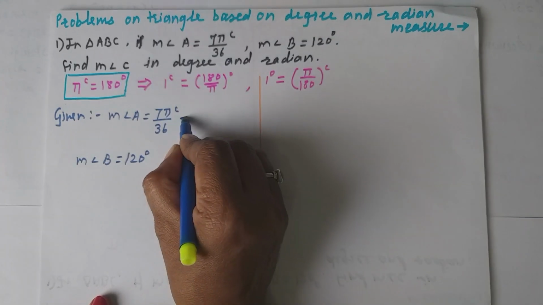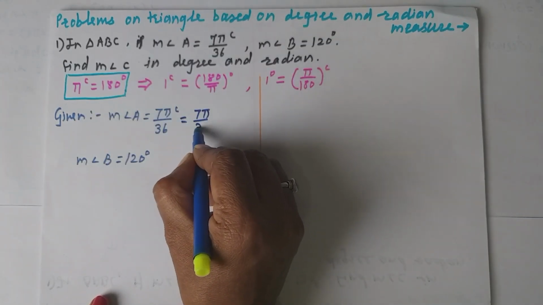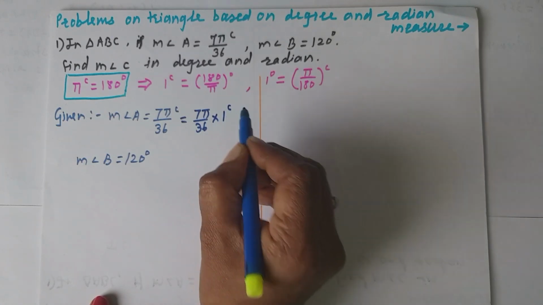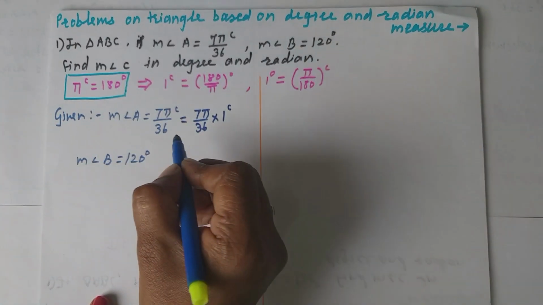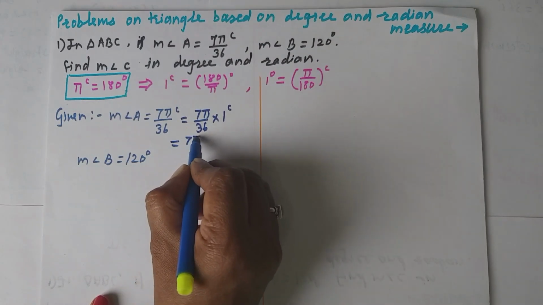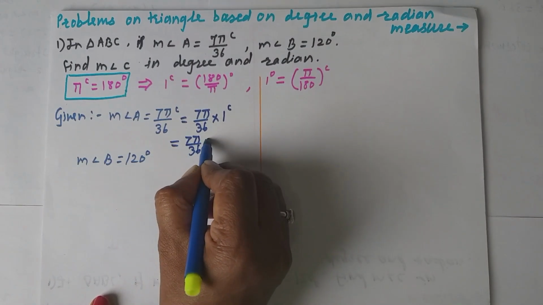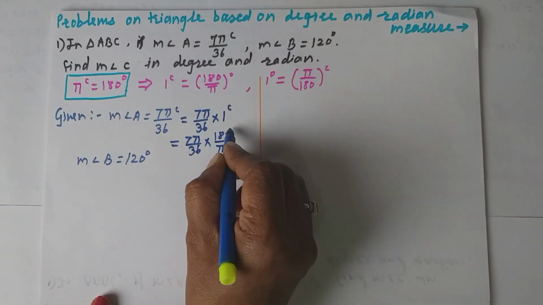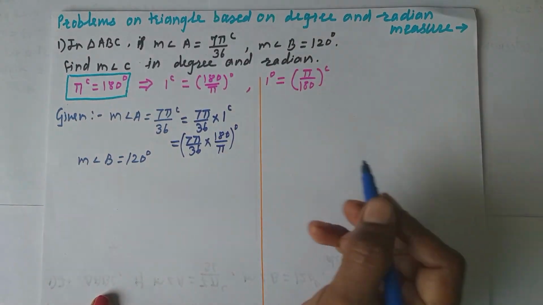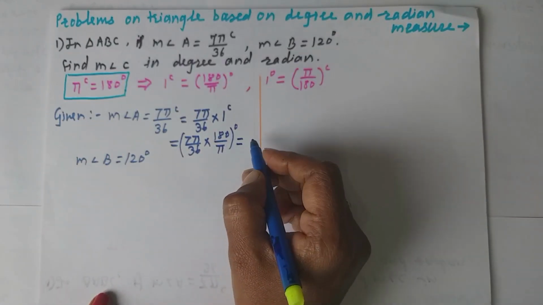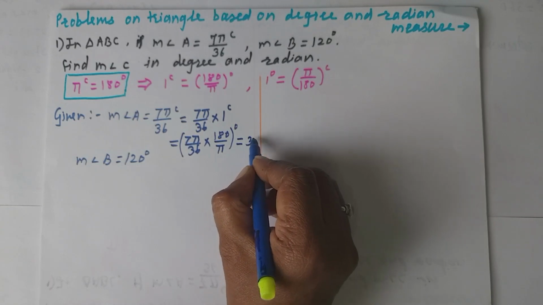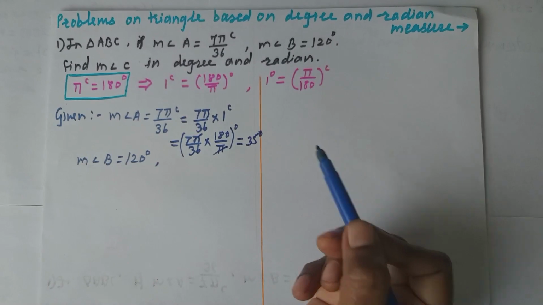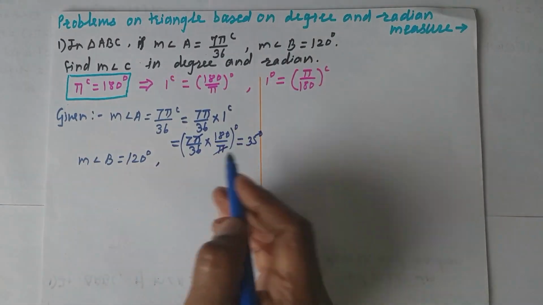Let's see. We know that this 7 pi by 36 can be written as 7 pi by 36 times 1 radian, because 1 is the multiplication identity for any number. Then you keep the value of 1 radian. What is the value of 1 radian? That is 180 divided by pi. Then the angle will get converted into degree. Then you simplify this, and after simplification this is nothing but 35 degree. In this way, you have got both the angles A and B in degree.